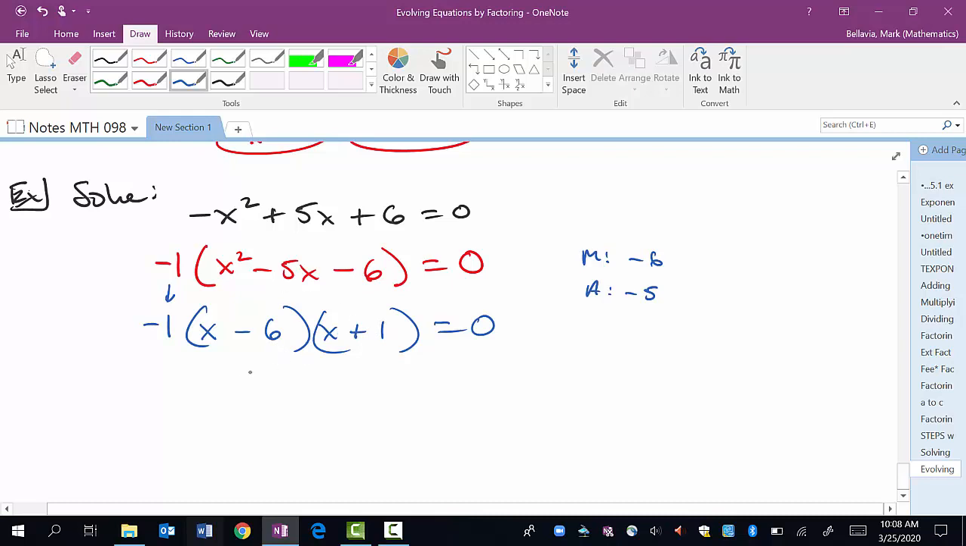Sometimes people get thrown off. They might try to use 2 and 3 because they see that 5. But to use a 2 and a 3, you couldn't get to a negative 6 and also add to a negative 5. Remember, these numbers are unique, so this is the only way to do it.